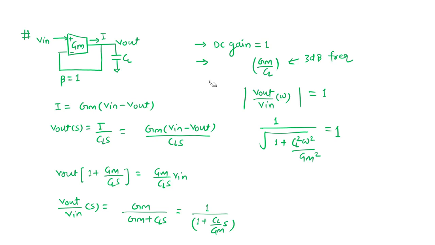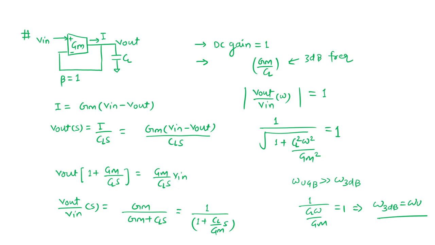GM by CL. Let's take the approximation that omega UGB is much greater than omega 3 dB. But what is happening with that approximation? It is coming as 1 upon CL omega by GM equal to 1. So again we can see omega 3 dB is coming as equal to omega UGB, which is equal to GM by CL.